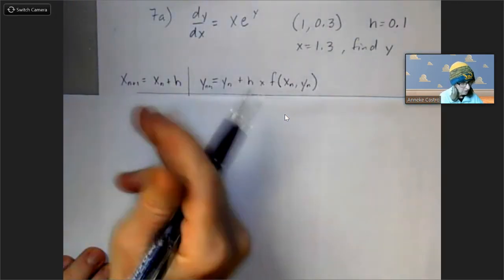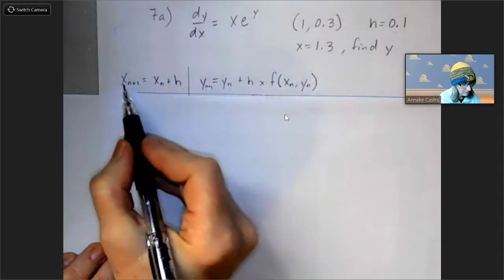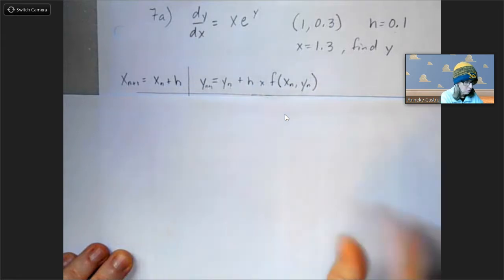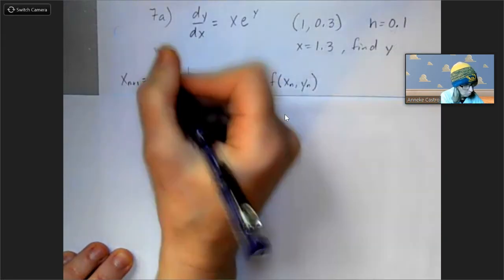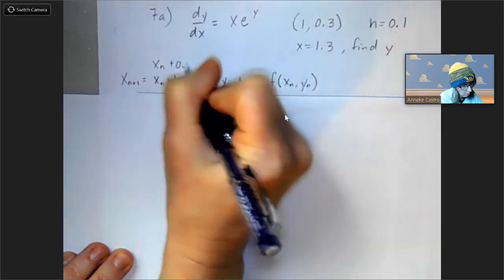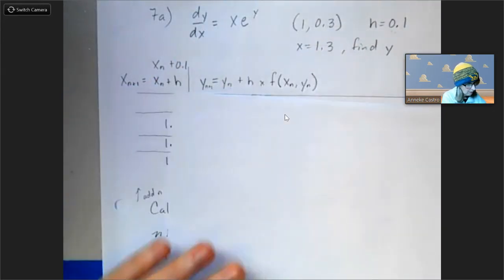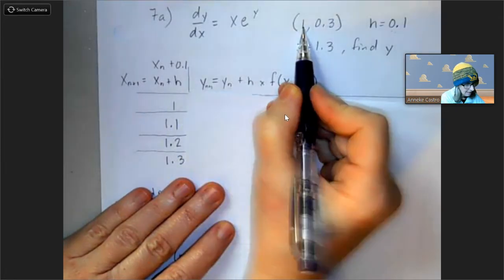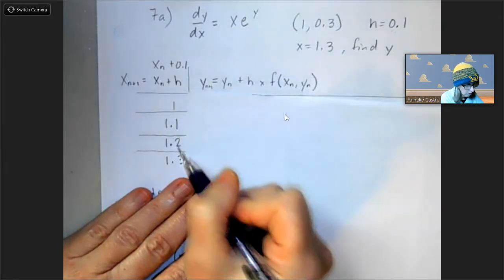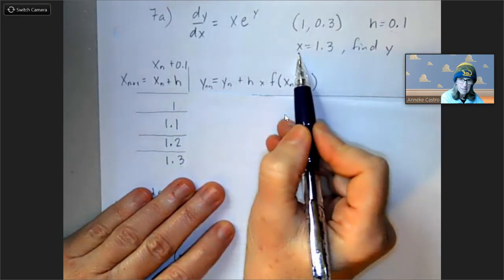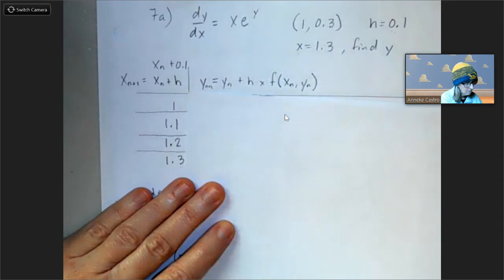My x value is going to go in my first column. So my x sub n is equal to the previous x plus the step value. We said the step value is 0.1, so it's going to be the previous x value plus 0.1. If I open that up, you can see the first x value is 1, and then we're going to add 0.1 over and over again. We're going to step our way up because we're looking for when x is 1.3. Okay, so there's our x values.